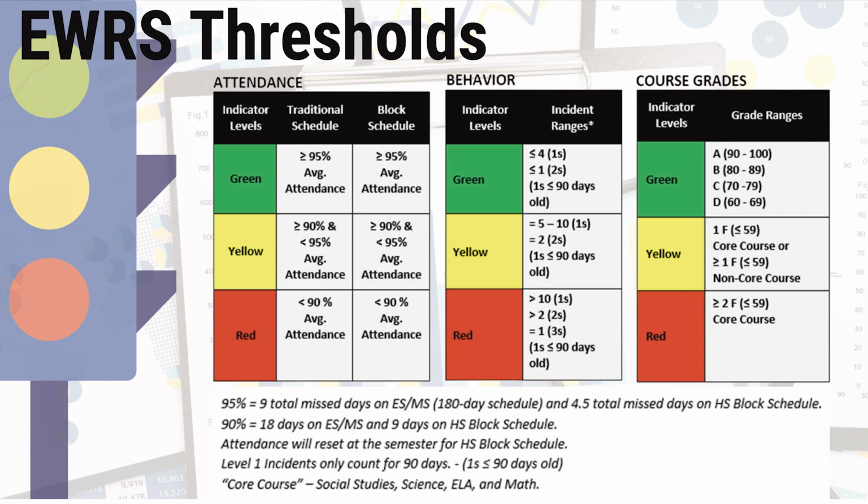So you can see, in order to be in the red, you have to have 2 or more Fs in a core course, which is math, English, science, or social studies. So does this make sense?